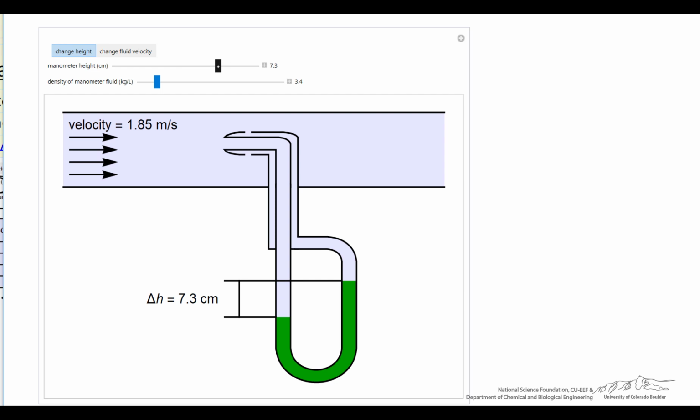So if you like, this corresponds to: we would measure the height in the system and then back calculate the velocity. So the idea here is we're taking advantage of the Bernoulli equation to measure velocity and therefore flow rate with a very simple measurement.